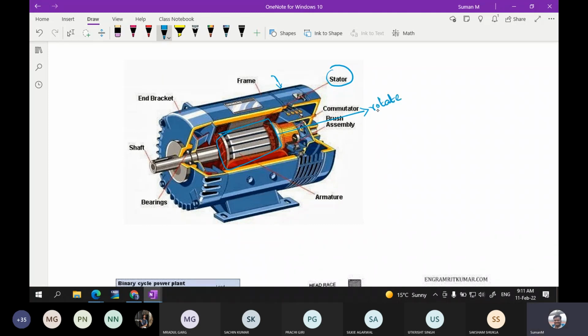If you are giving supply and it rotates, it will convert electrical energy to mechanical energy. That will be a motor. If you are rotating it by yourself and generating power, then it is called a generator. Okay, so this is a simple figure of a machine. The same machine can operate both as a generator and as a motor.